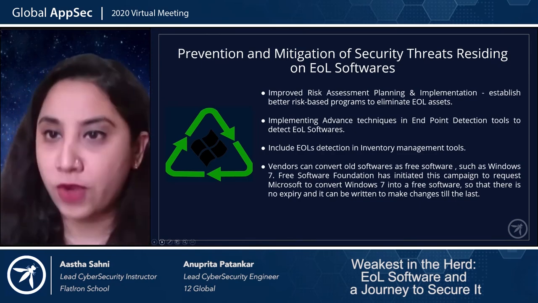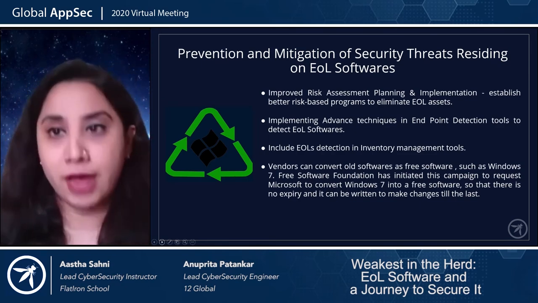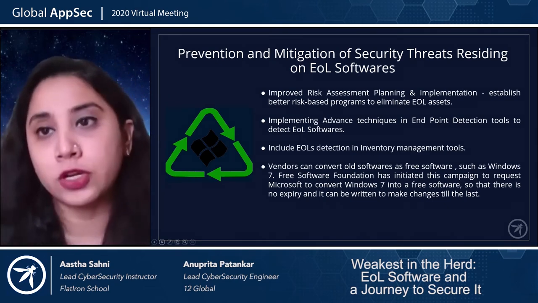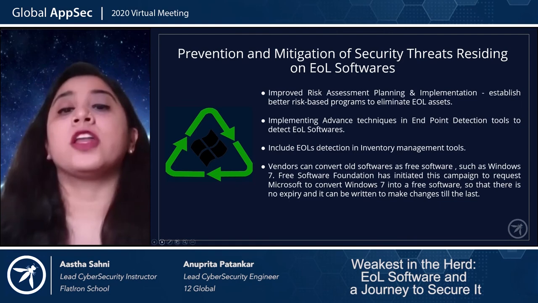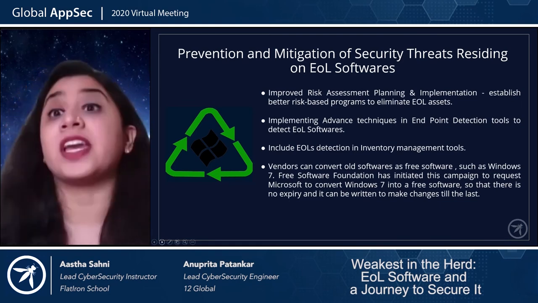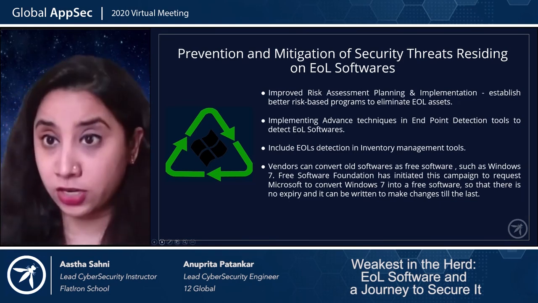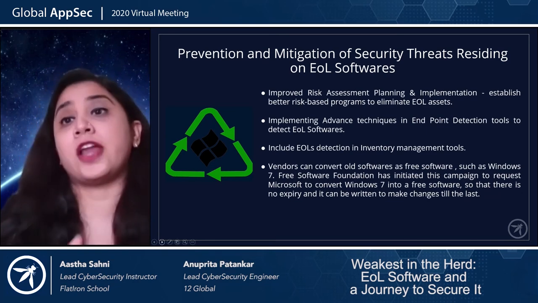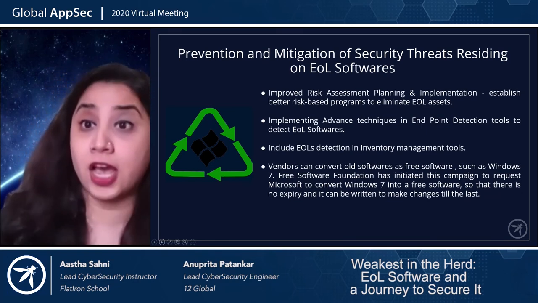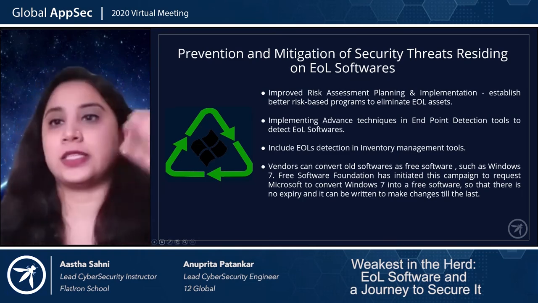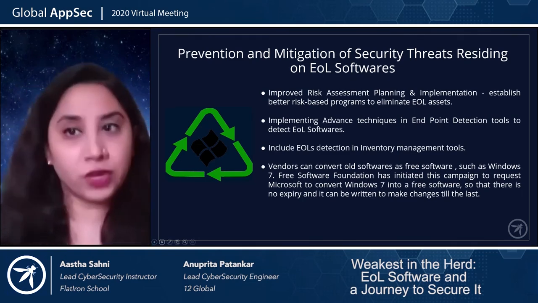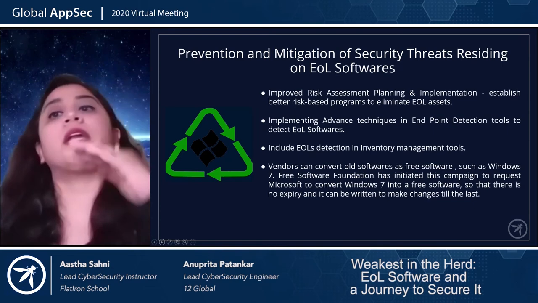Of course, we know inventory management is one of the major methodologies used in large organizations in order to manage their assets. In inventory management tools also, we can include EOL detection. We can include these strategies for end-of-life software detection on time, so that they are detected at a very initial stage of asset discovery, and we can either remove them or upgrade them.